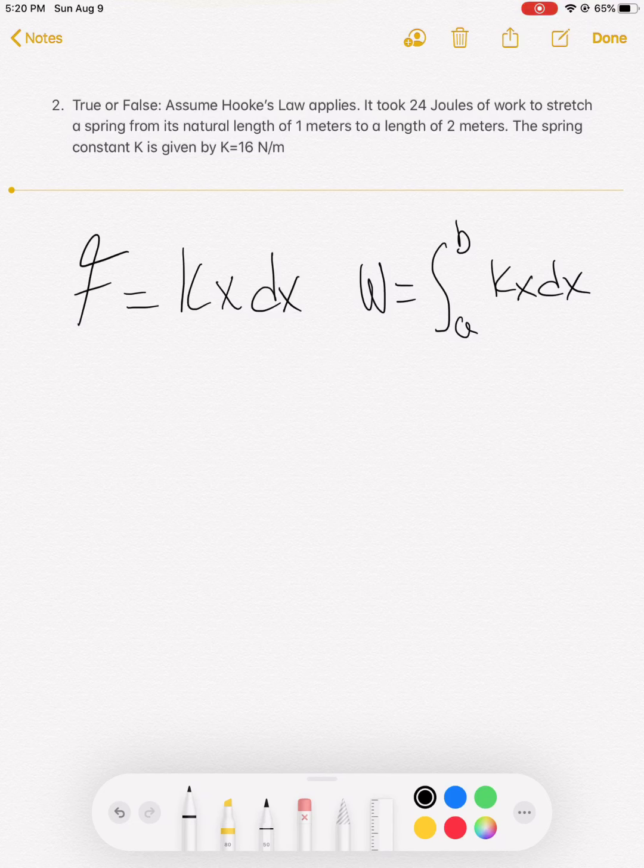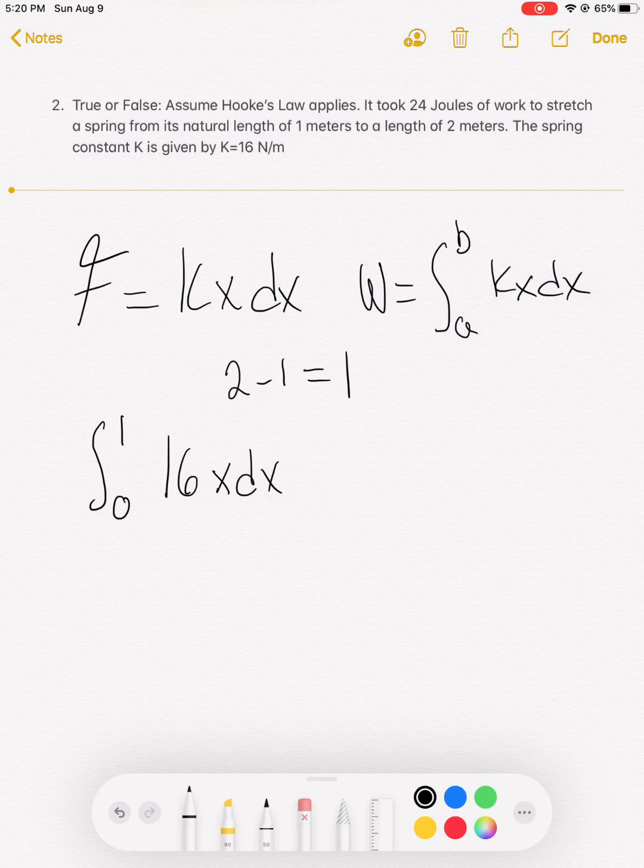So first we must set up our integral. So for the bounds, we need to remember that the natural length is always 0. And for our natural length, as we can see, it is 1 meter to 2 meters. So what we need to do is 2 minus 1 equals 1. And that gives us our bounds. So from 0 to 1, that is our bounds. And now we can just plug in our information that we've gotten from up here. So 16x dx.